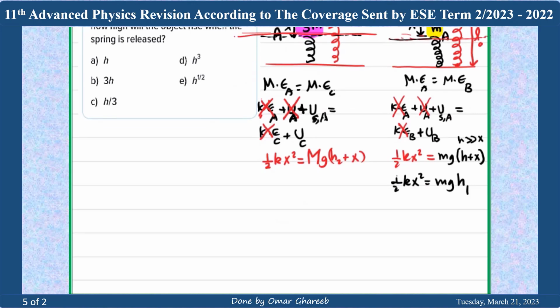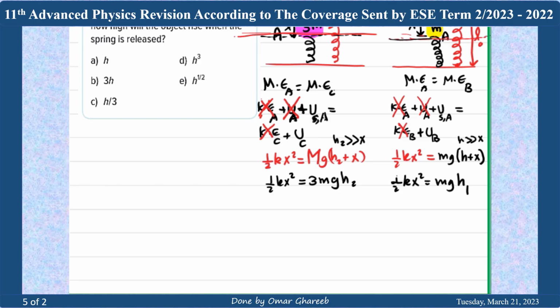Now, what is the mass here? The mass in the second series is 3m, and the height is h2. Again, we will assume that h2 is very large compared to x, so we can ignore x. On the left side, we have 1/2 kx squared.